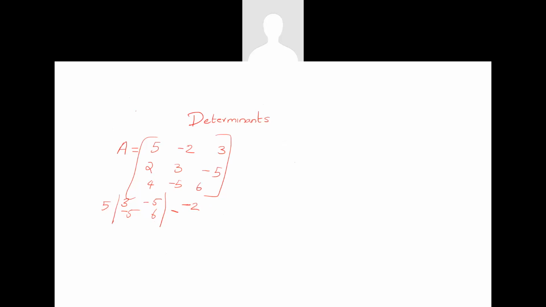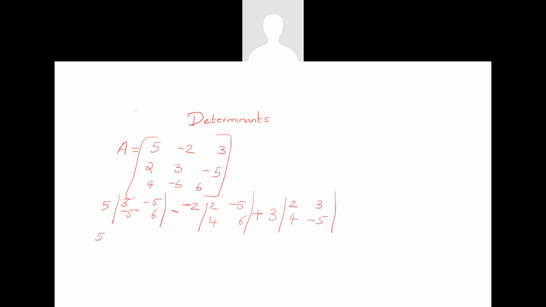Then this minus 2 belongs to first row and second column. So you ignore this first row, second column. You form a submatrix that is 2 minus 5, 4, 6, and you calculate its determinant. Okay, that is 2 minus 5, 4, 6, calculate its determinant. Then again it is plus 3, and 3 belongs to first row and third column. So you ignore the first row, third column, take the submatrix 2, 3, 4 minus 5, and you calculate its determinant. Okay, 2, 3, 4 minus 5.